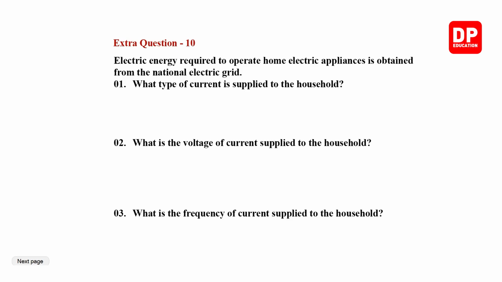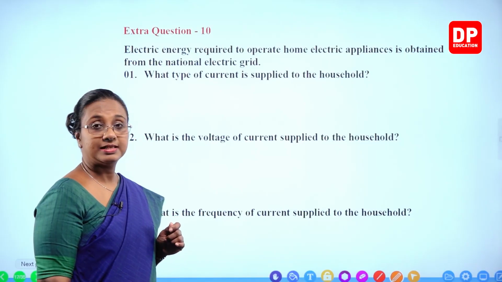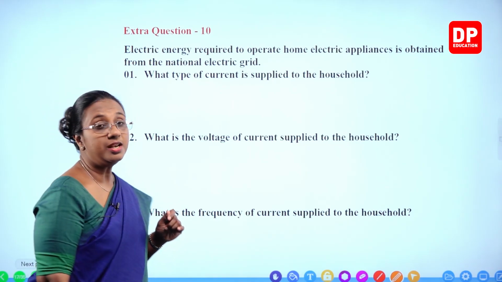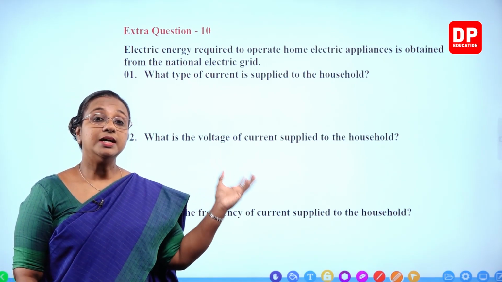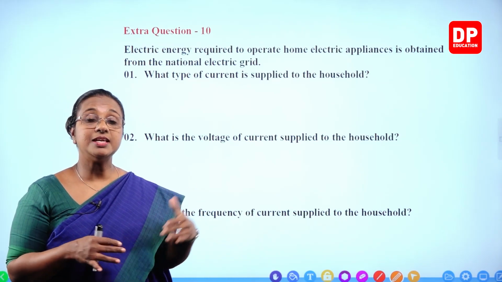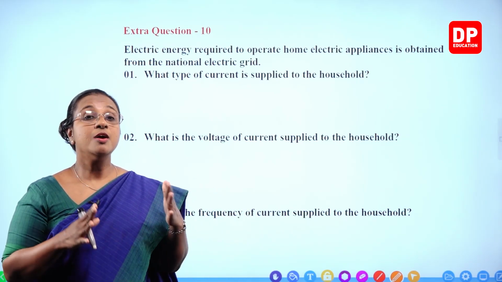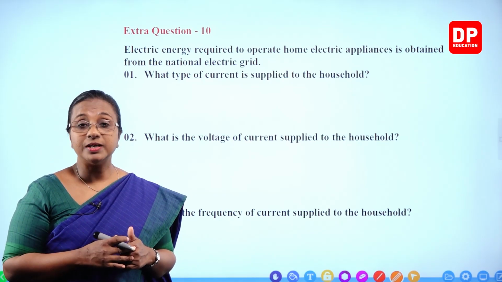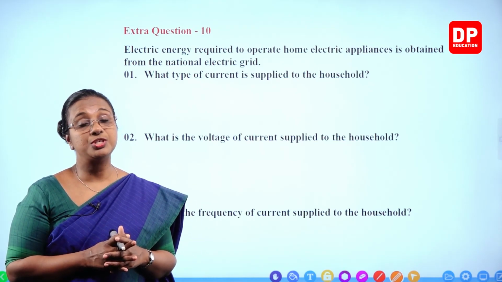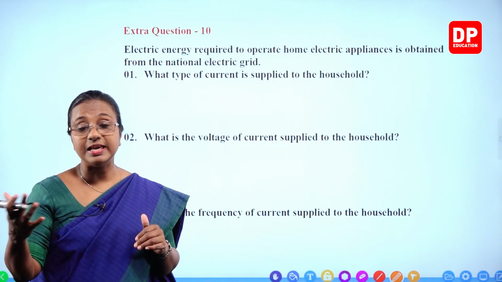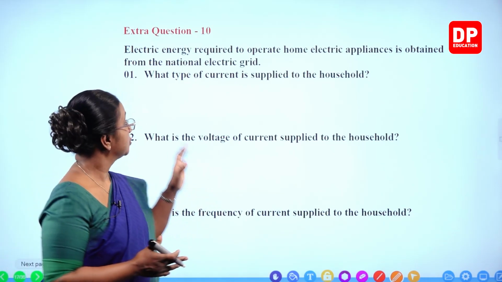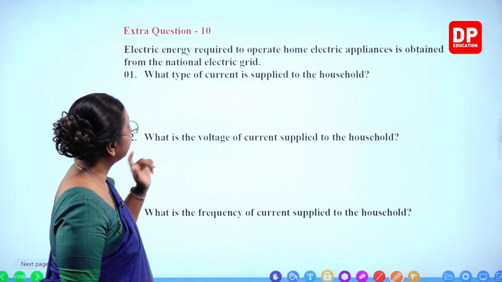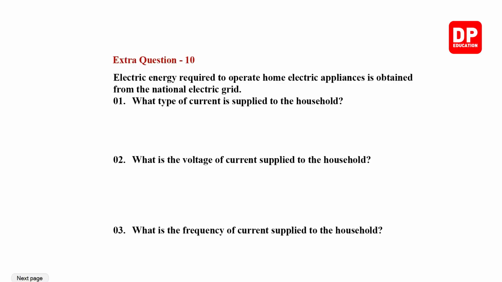Extra question 10. Electric energy required to operate home electric appliances is obtained from the national electric grid. That you all know. The power plants generate electricity and that is supplied to the national grid. From there, electricity is transferred to the distribution sub-centers, and from there we get electricity to the household. So basically it is the national electric grid that supplies electricity. What type of current is supplied to the household?